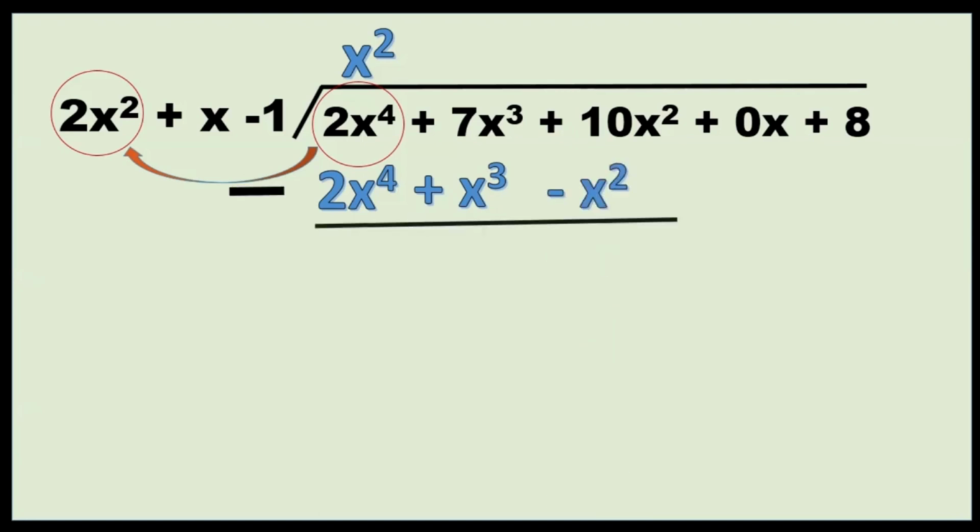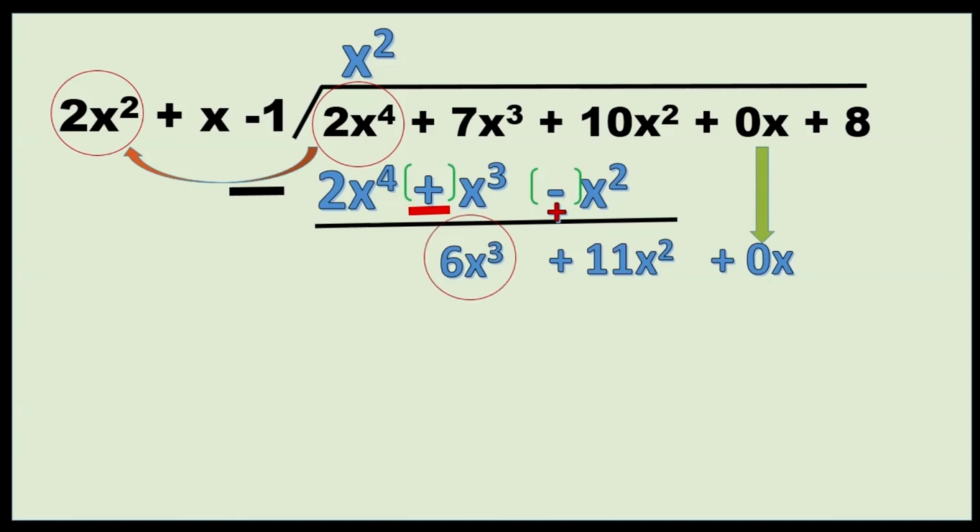And then subtract: 2x raised to 4 minus 2x raised to 4 is 0. And then 7x cubed minus positive x cubed. Okay, we're going to change positive into negative and then proceed as in addition. 7x cubed plus negative x cubed is positive 6x cubed. Next is 10x squared minus x squared. Again, we're going to change the sign. Negative, make it positive and then proceed as in addition. So 10x squared plus x squared is positive 11x squared. And then the next one is to bring down 0x.